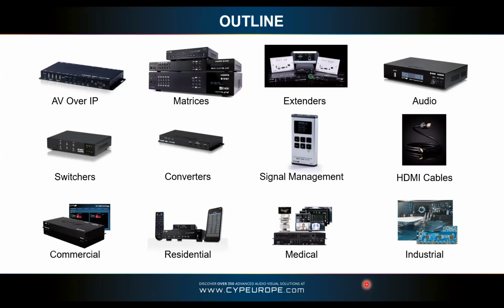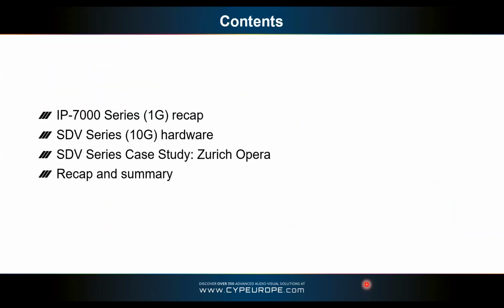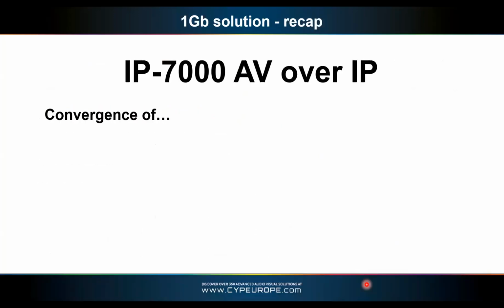Today we're going to be focusing on our 10 gig AV over IP solution. First off, we're going to have a little recap on the slightly more cost-effective 1 gig system, and then we'll move on to why you might want to upgrade to a 10 gig system in certain applications. Let's have a quick look at the 1 gig solution.